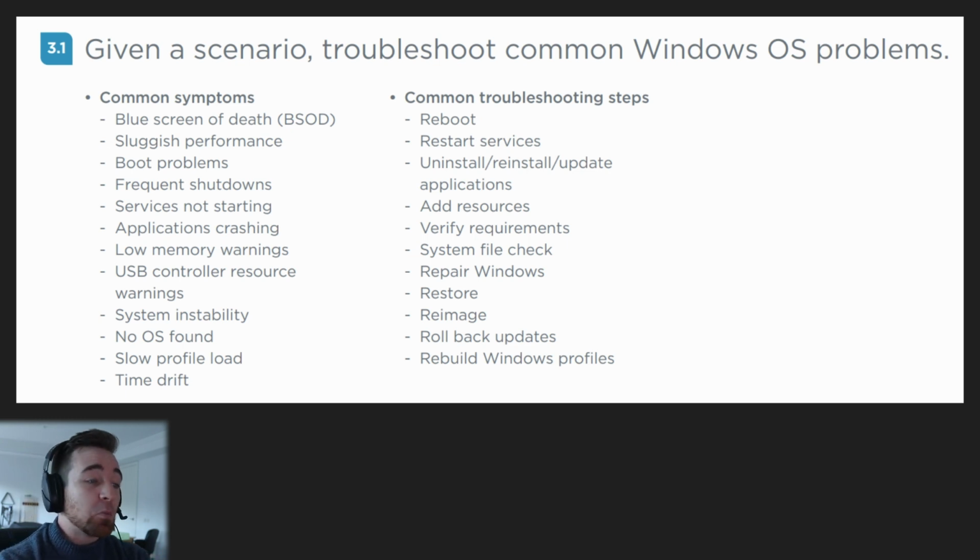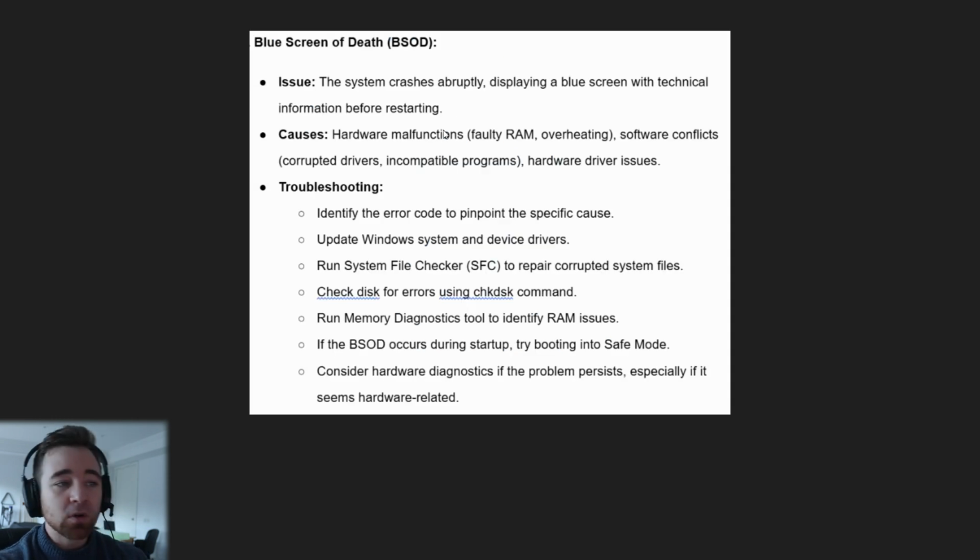Now, again, as usual, you should be able to run through these, describe what that is, describe what the signs of that are, how would you know you have these symptoms, and then when would you perform each of these troubleshooting steps. So, for example, you'd have a section on blue screen of death. This is what the issue is. These are some things that could cause it. Here are some things you might do in order to troubleshoot that particular issue. That's essentially what you're going to want to be able to do.